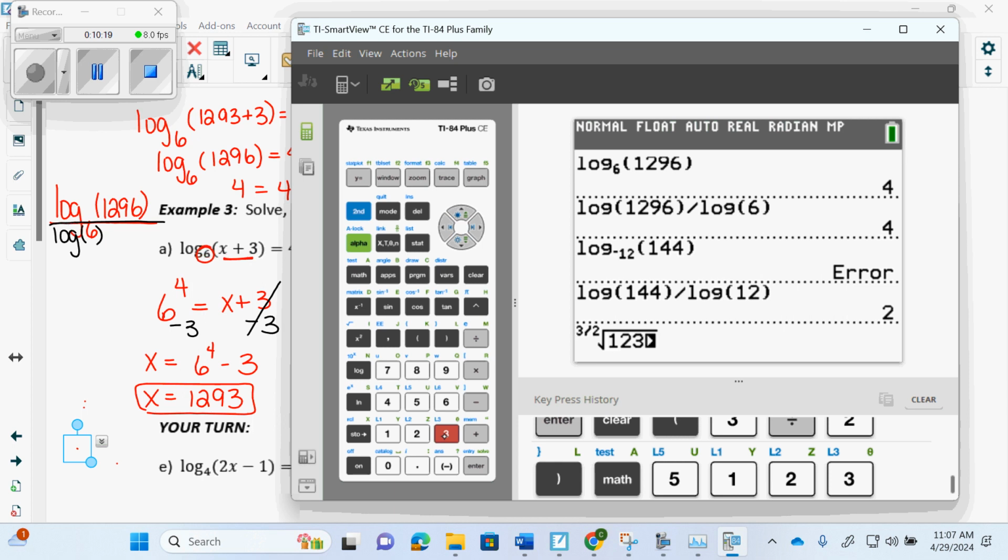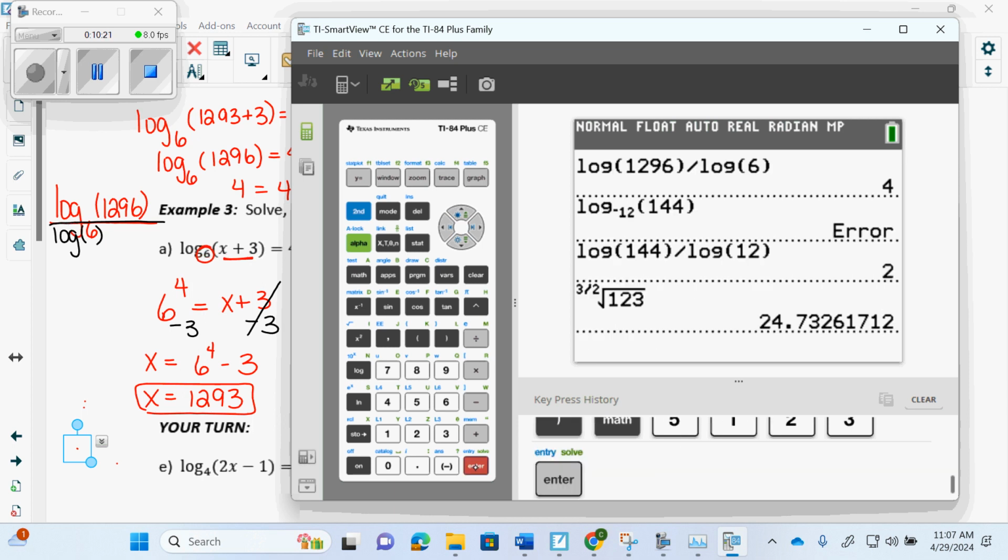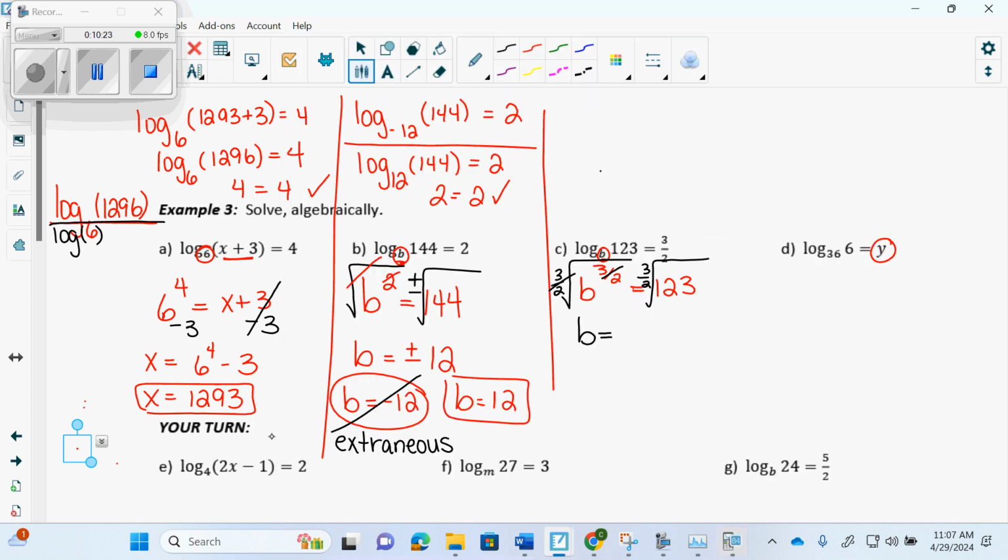That's what it was, right? 123. So I get 24.7. If I want to check it, I have to keep that actual decimal, though.